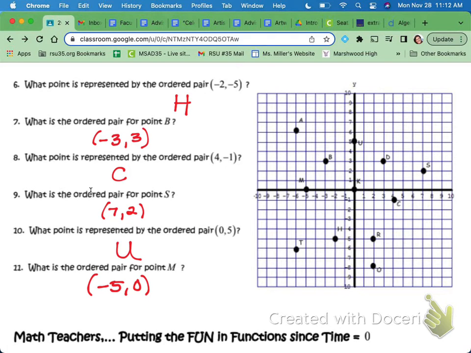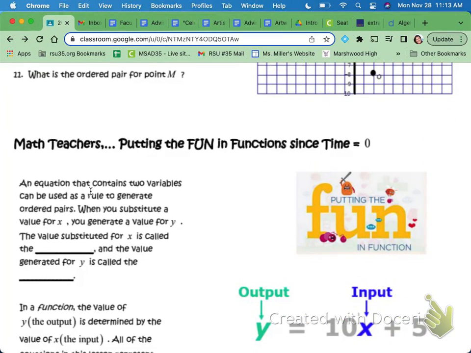All right, so are we good with the coordinate plane? Are we good with plotting points on the coordinate plane? Good. All right, so now we're going to get into input outputs.